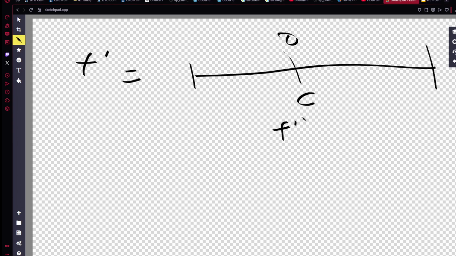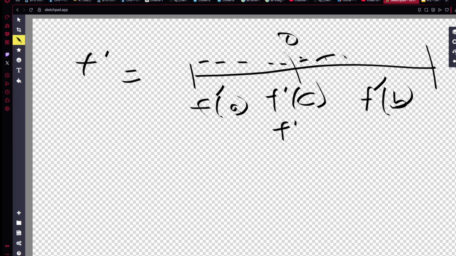So these are f prime inputs, so f prime of c, f prime of a and f prime of b, and this is negative and this is positive. That indicates a local minimum. But what happens if this is positive, as we were just talking about before?